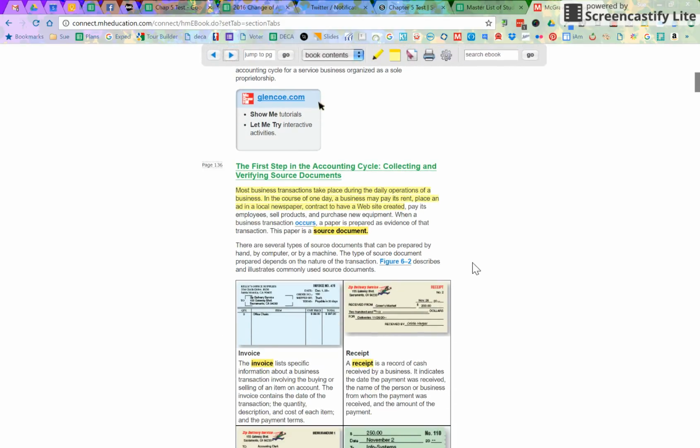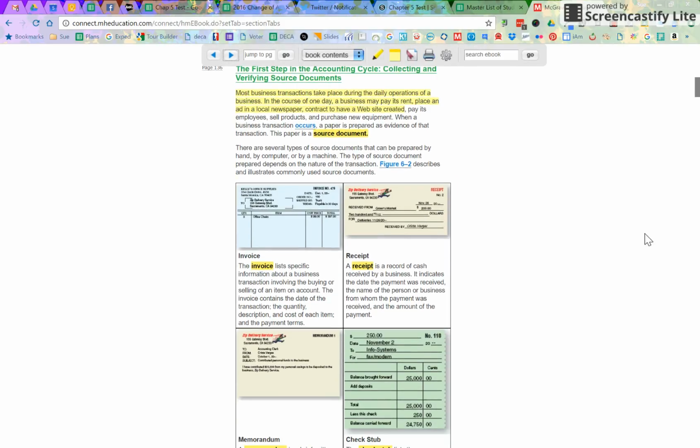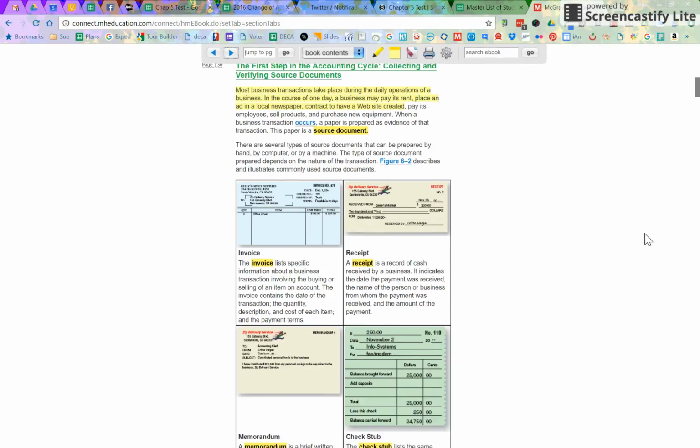So our first step is to collect source documents. Like I said, no one just gives you the transaction. So you're collecting paper and trying to figure out what actually happened. Did we pay rent? Did we put an ad in the newspaper? Did we have revenue? Did we sell products? Did we purchase new equipment? All of that happens on a source document. So this is the evidence of the transaction. This chapter is going to talk about 4 types of source documents.